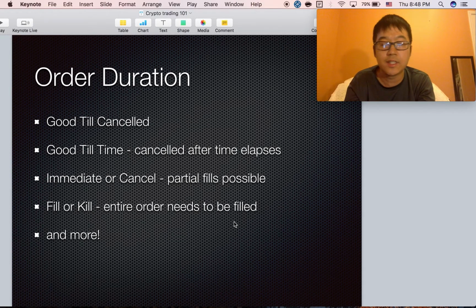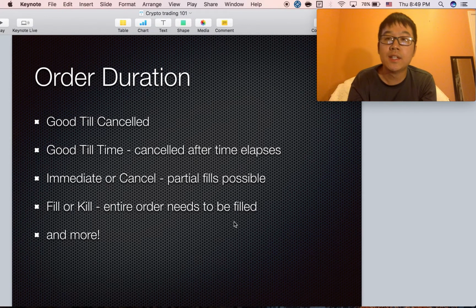You can also set an order duration for those orders that have a time component to it, like limit orders, for example. You can do good till canceled, so it just stays in the book until you press X or unless it's filled. Good till time means that it's either filled or that a certain time that you preset elapses, then it cancels automatically. Immediate or cancel means that it'll try to fill your order immediately or cancel it, but partial fills are possible.